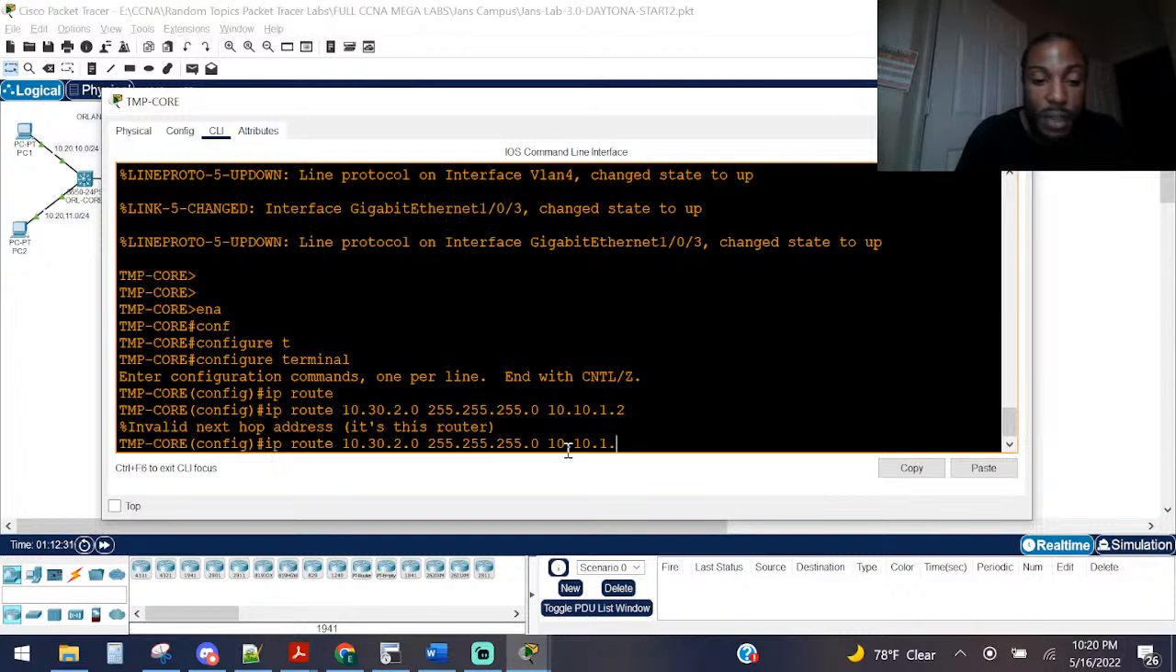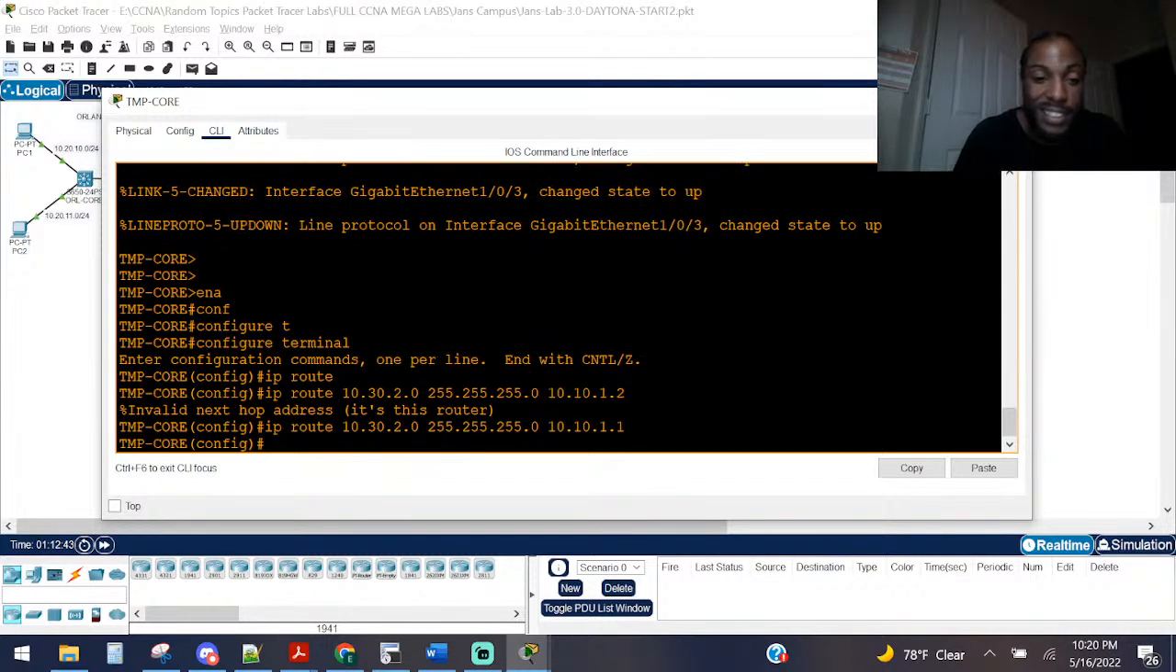No, not 1.2, 1.1. If you use the next hop as an interface that is on your router, you'll get that message right there. So the router even tells you right there, in parentheses, it's this router. Smart ass.